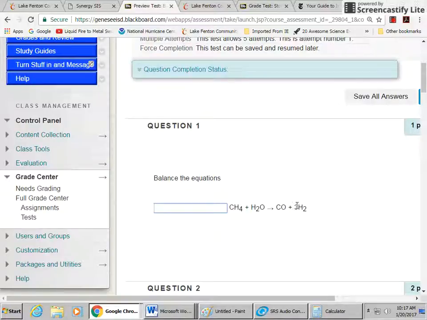So we need 1 C and 6 hydrogen. Usually if you just change one, everything else will be perfect. We got 1 C, we got 6 hydrogen.